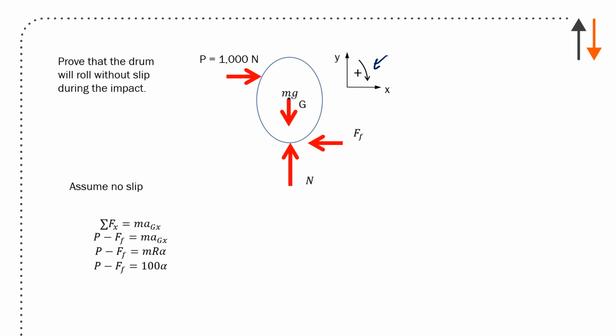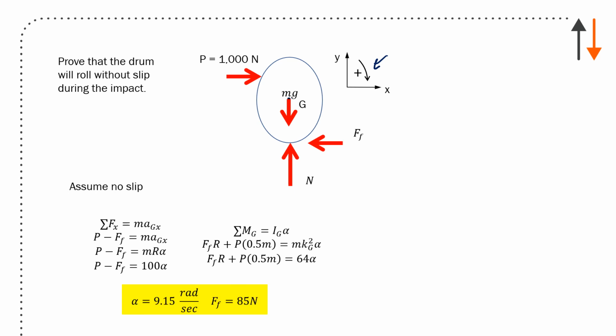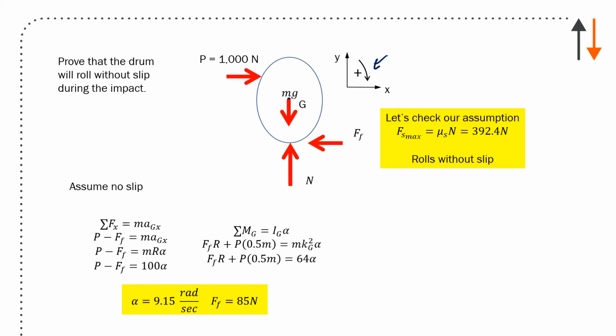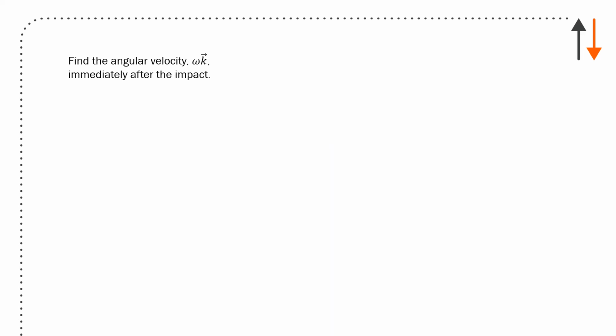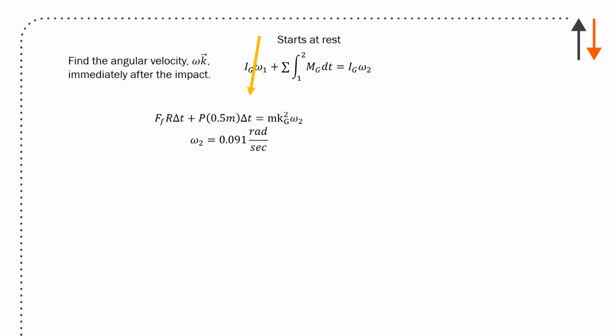Solve through some forces in x, some of moments about G, and I'll get alpha is 9.15 rad/s² and force of friction, which equals 85 newtons. Check the assumption, force S max, 392.4 newtons. And after that, the angular velocity, I'm going to assume starts from rest. It's occurring over some time, and I solve through and I get omega 2, which is 0.091 rad/s.